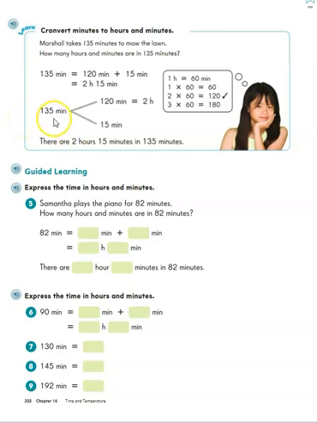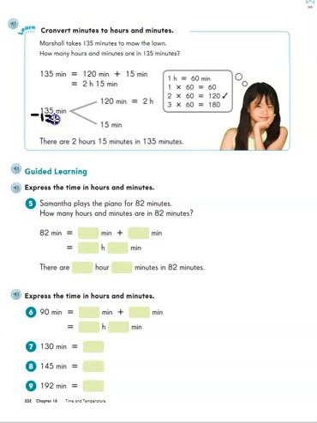So we're starting with our 135 minutes. We know that there are 120 minutes in 2 hours, right? And we can use our chart to help us figure that out. And then what we need to do is, since we've got 135 and we only got to 120, we have to subtract to find out how many extra minutes there are. So we would just do 135 minus 120.